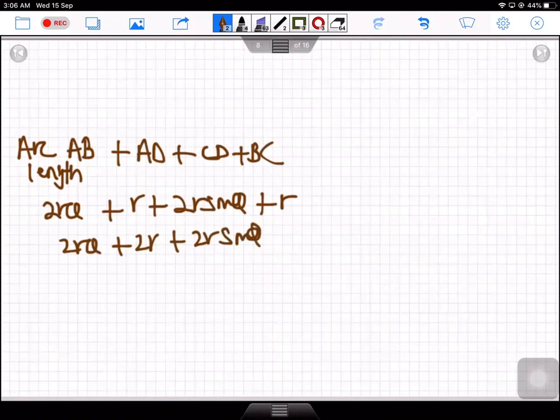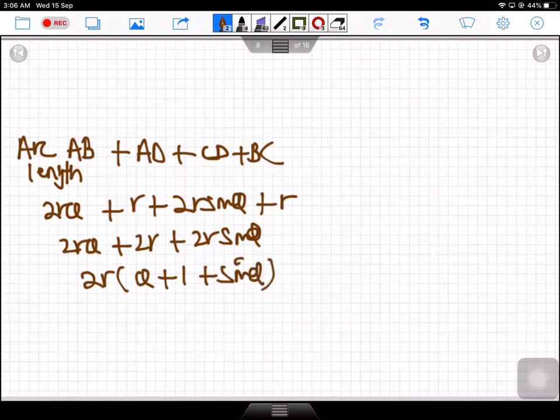You can leave your answer in this form. It's completely fine: 2r theta plus 2r plus 2r sine theta, or you can take 2r common, so 2r multiplied by theta plus 1 plus sine theta. This can be left as your final answer as well. All right, let's move on to the next part.